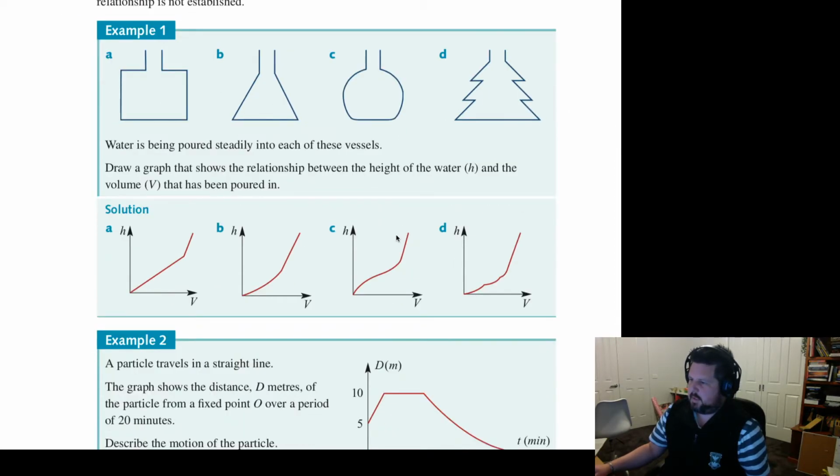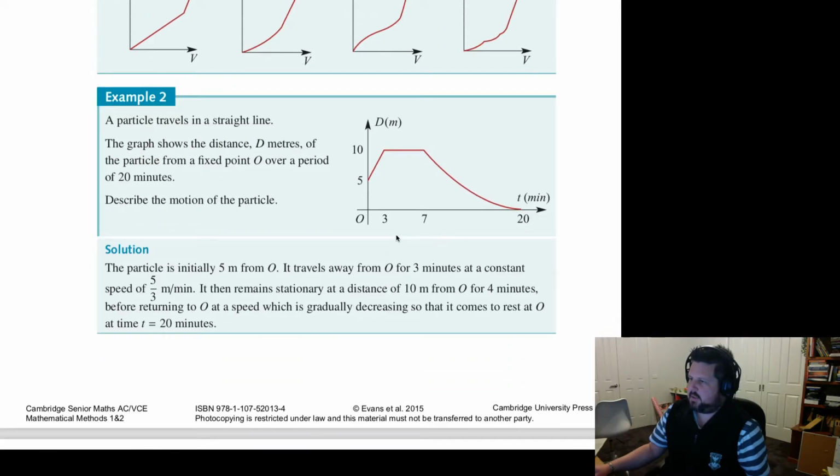Cool. Next particular exercise or example. Oh, it's the particle. So in this particular case, it says a particle travels in a straight line. We've got a graph that shows the distance from the origin, here's the origin, and how far the distance is in meters over a period of time. It's asking us to describe what we see on this particular graph.